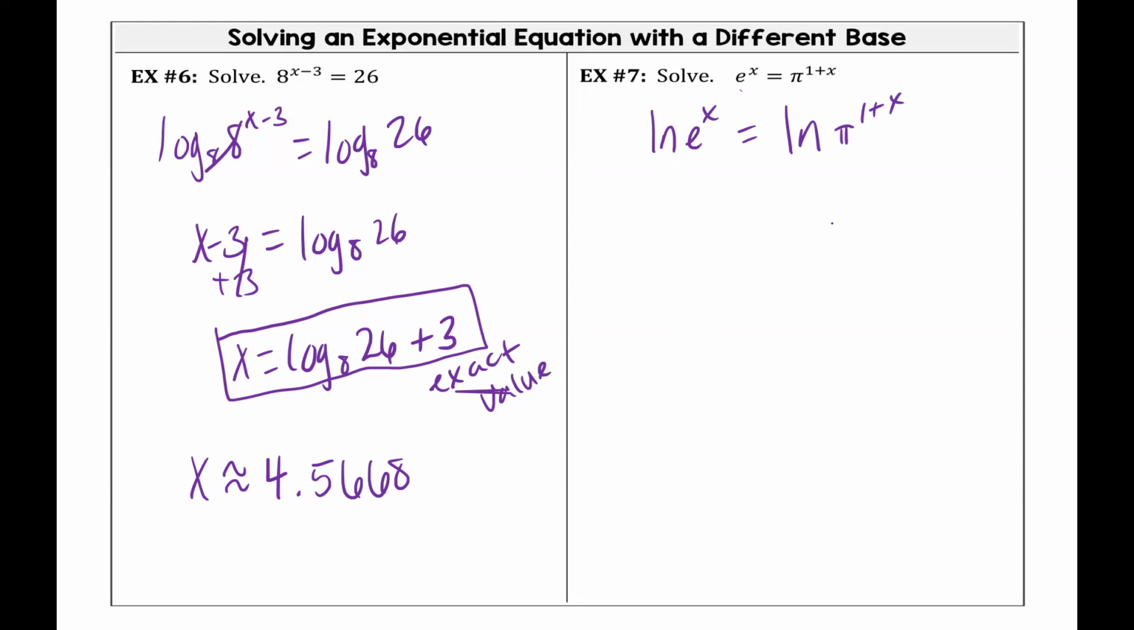Okay, so taking the natural log, again, these are inverse properties. They're going to basically cancel each other out. So we're left with x equals, and I'm left with 1 plus x. I'm going to use the power property. It becomes 1 plus x times the natural log of pi.